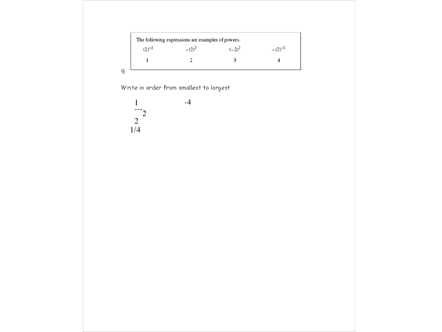Okay? The next one, though, the minus is inside the bracket. So it really means minus 2 times minus 2. And minus 2 times minus 2 is the same thing as plus 4, right? Because when we multiply negative times negative, we get positive. Okay? So this one's going to be 4.